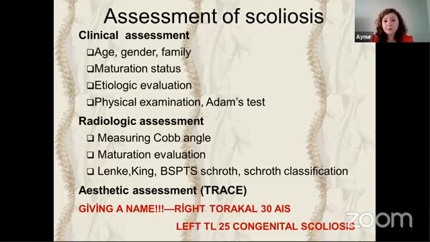In clinical assessment, age, gender, family, maturation status, etiologic evaluation, physical examination, and the Adams test are evaluated. In radiologic assessment, Cobb angle measurement, maturation evaluation, and the Lenke, King, BSBTC, and Schroth classifications are evaluated. In aesthetic assessment, firstly, we use trays. I will tell it later.